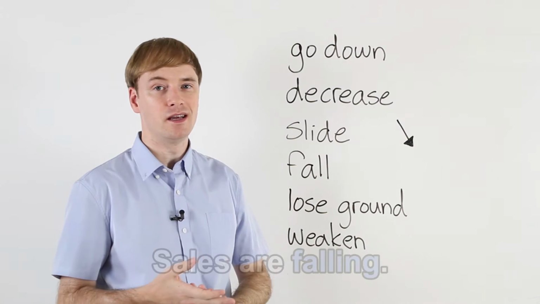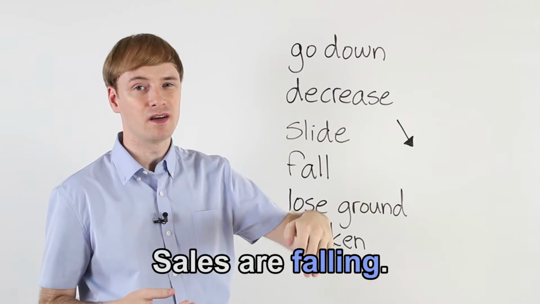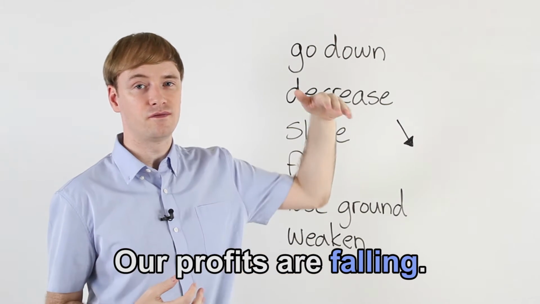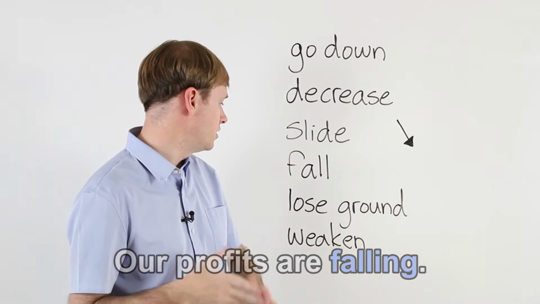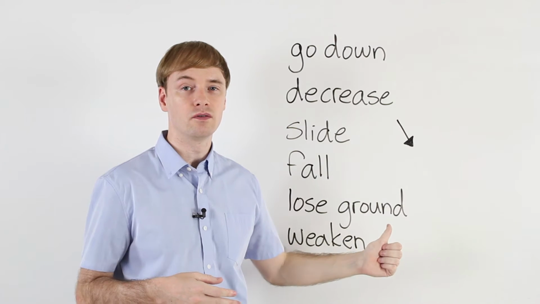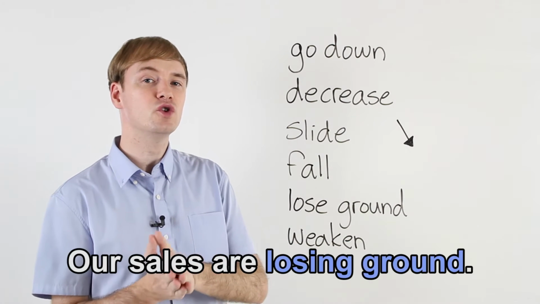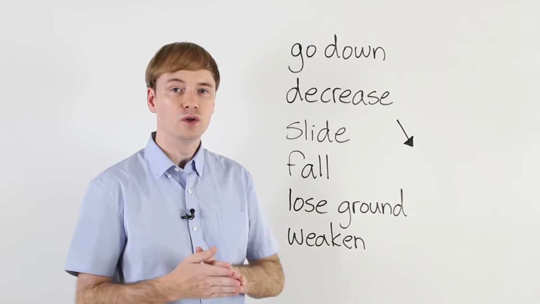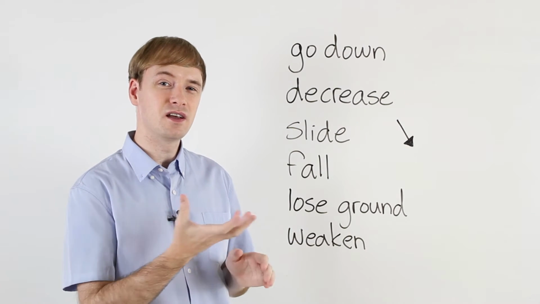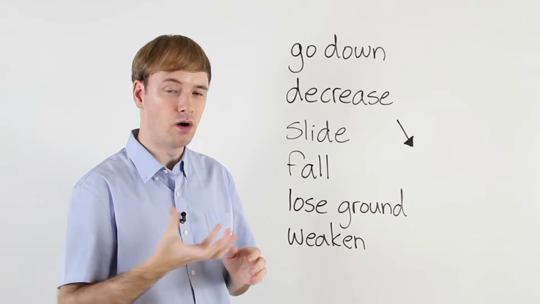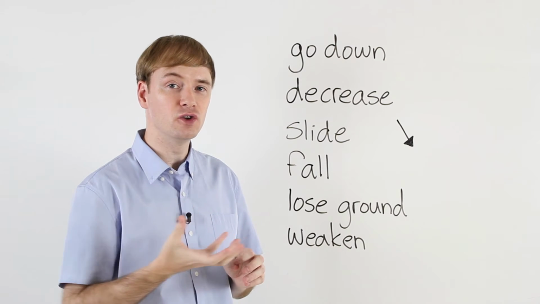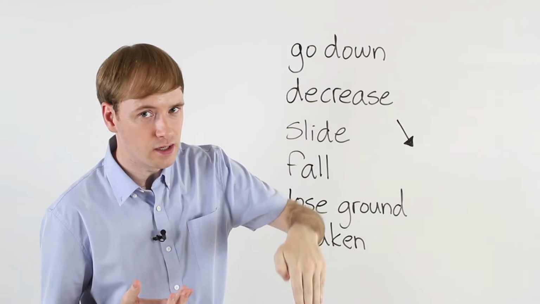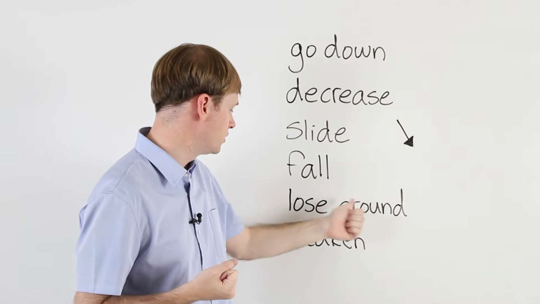Fall. Sales are falling. My stock is falling. Our profits are falling. Not good to hear. Lose ground. Our sales are losing ground. Okay, now this one's a little difficult. Lose ground means it's not stable. Something is wrong. So if our sales are losing ground, there's a problem with the sales going down.